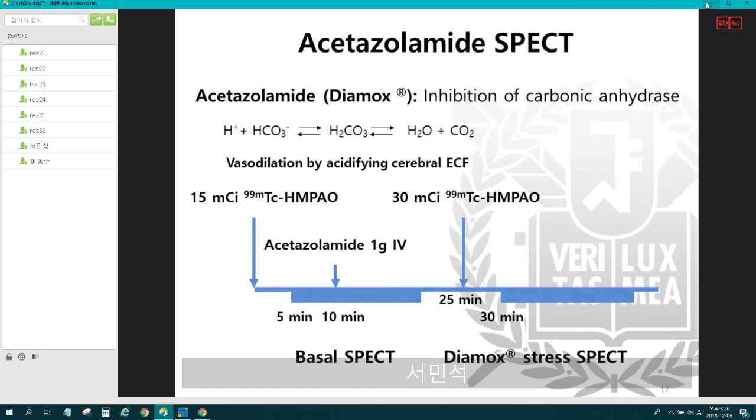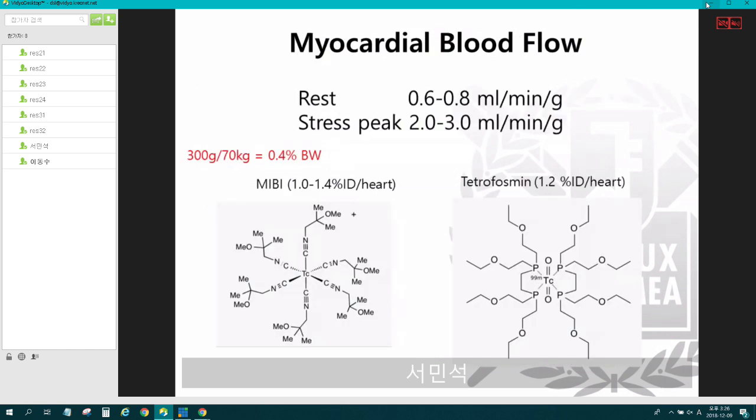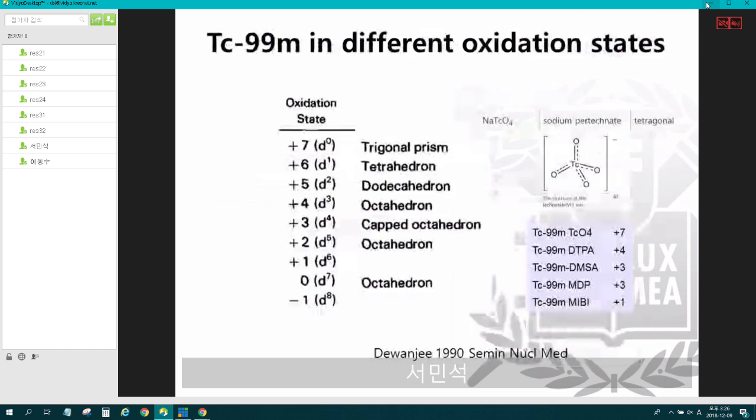Technetium chemistry is coming now. Technetium has 9 different valences. Here, technetium 04: technetium is 7, and oxygen is -2, multiplied by 4, -8. So pertechnetate is -1. That kind of story. MIBI is neutral, so the calculation is 1. So we need to put SnCl2, stannous chloride, to reduce.